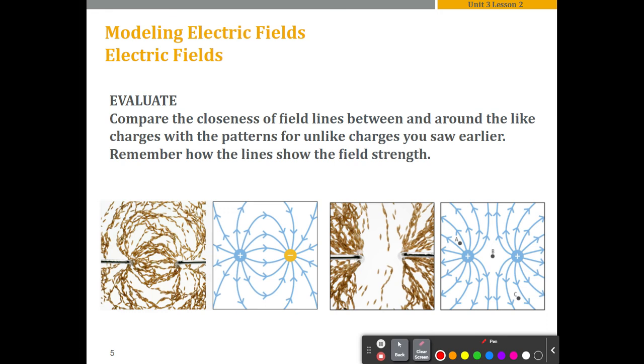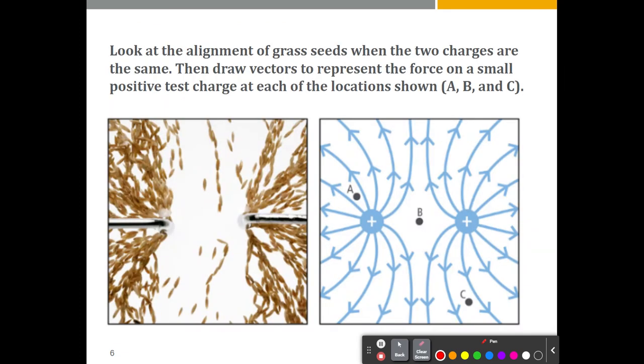It looks like on the right side there are more lines, but there aren't. Go ahead and count them. It's the same number of lines. Because they can't fill that space in between the two particles, we see that they get kind of smushed together. And the closeness of those lines represents the field strength.